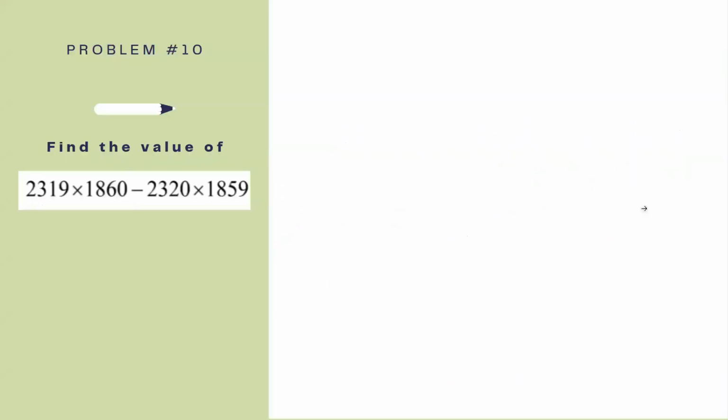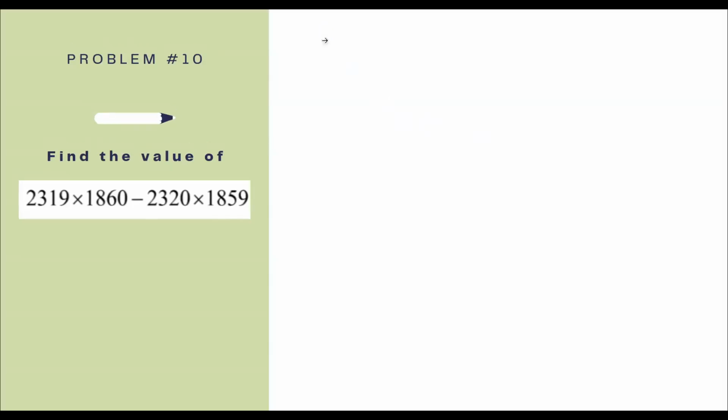So how about this one? How do we get the value of 2,319 times 1,860 minus 2,320 times 1,859? Most of you answered 460. I think that's the right answer. Okay.